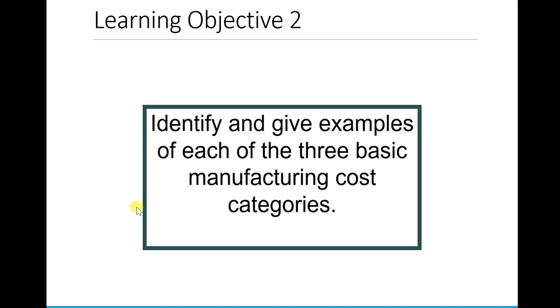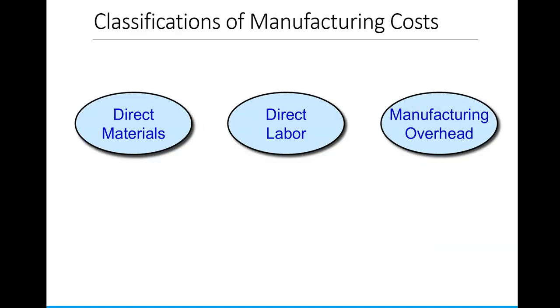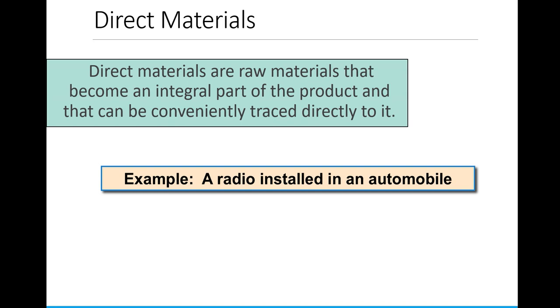Learning objective 2. Identify and give examples of each of the three basic manufacturing cost categories. So there are three manufacturing categories. First is direct material, which becomes the main part of the product, and then direct labor, which works directly with the product, and everything else, including indirect materials, indirect labor, and utilities, which are involved in the manufacturing of the product, are all called manufacturing overhead. Let's see all of these one by one.